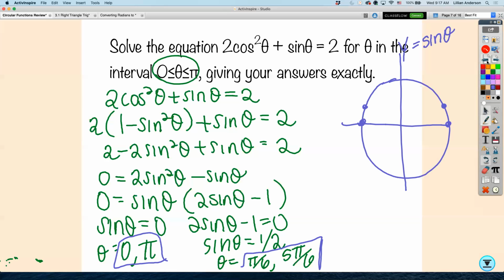Yep. So when you plugged in the 1 minus sine squared theta, is cosine 2 theta the same thing as cosine squared theta? Good question. Cosine squared theta and cosine 2 theta, no, they're different. So that's why it's important to make sure that if this is an exponent, we're going to use the Pythagorean identity. But if it was cosine 2 theta, then we're using the 3 double angle identities. Okay.